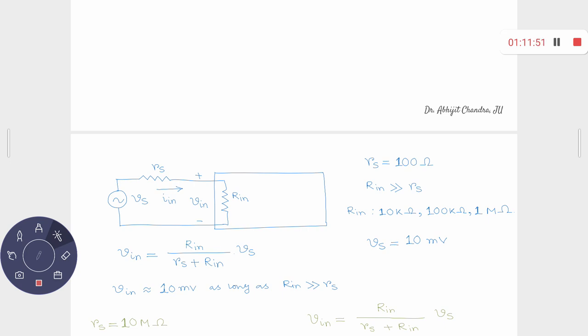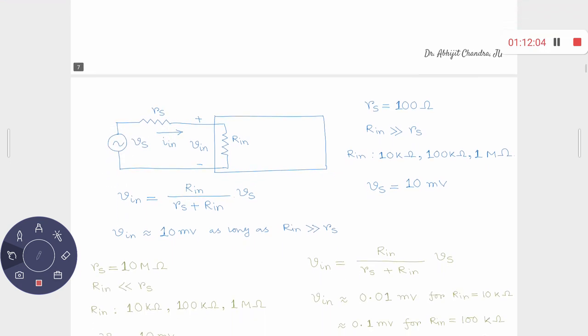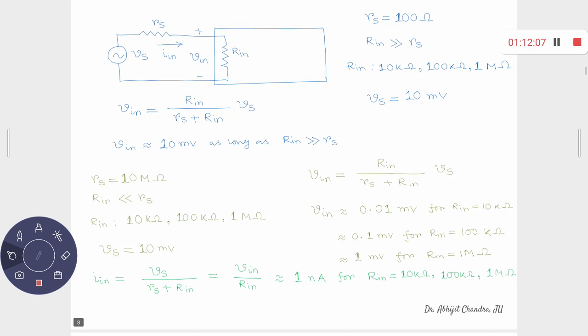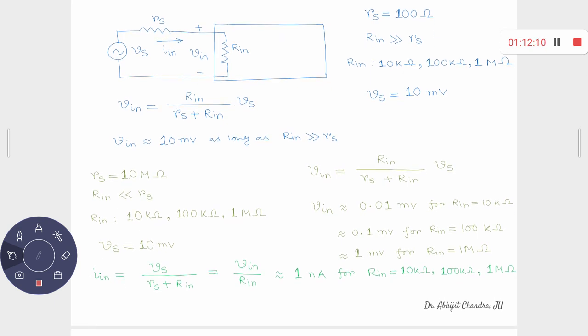Nothing other. Suppose this time your Rin is much much less as compared to Rs, then what happens? So let's take the same set of values for Rin and take the Rs to be very large. Suppose Rs is equal to 10 mega ohm and let's take the Rin values to be the same set: 10 kilo ohms, 100 kilo ohms, 1 mega ohm. This time Rin is much much smaller than Rs. So I have kept the same set of Rin values as before, but the value of Rs is made very large. Previously it was only 100 ohms, this time it is 10 mega ohms. You can keep it 100 mega ohms also, no problem.